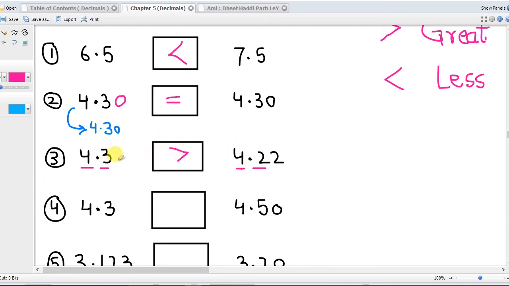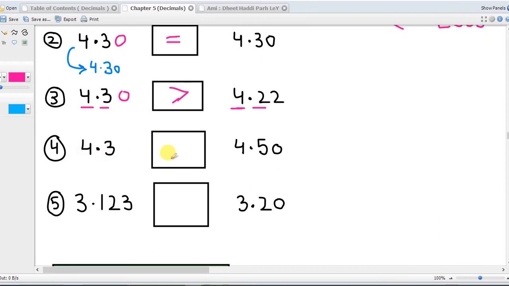Or if you want to make the number of digits the same, over here we have 3 digits, so make it 3 digits by putting a 0. Or you can also compare it like 30 is greater than 22. In either way you are getting your answer right. So it is up to you how you are going to grasp this concept.